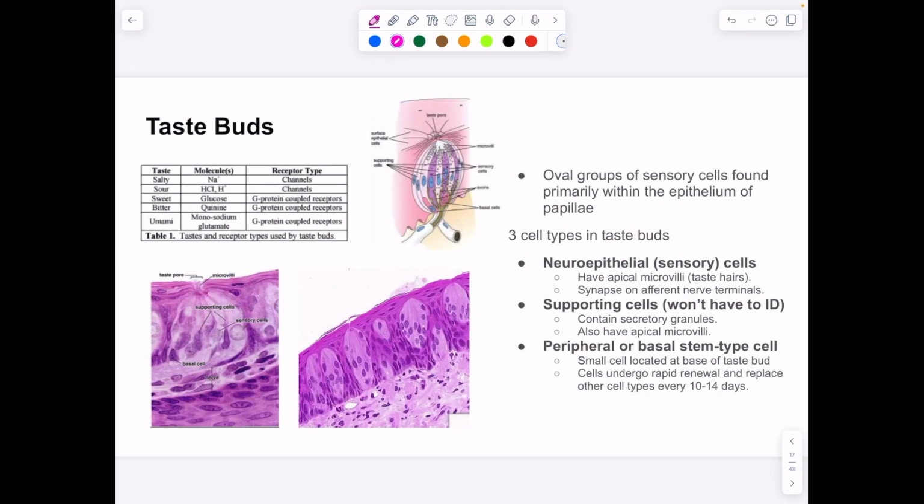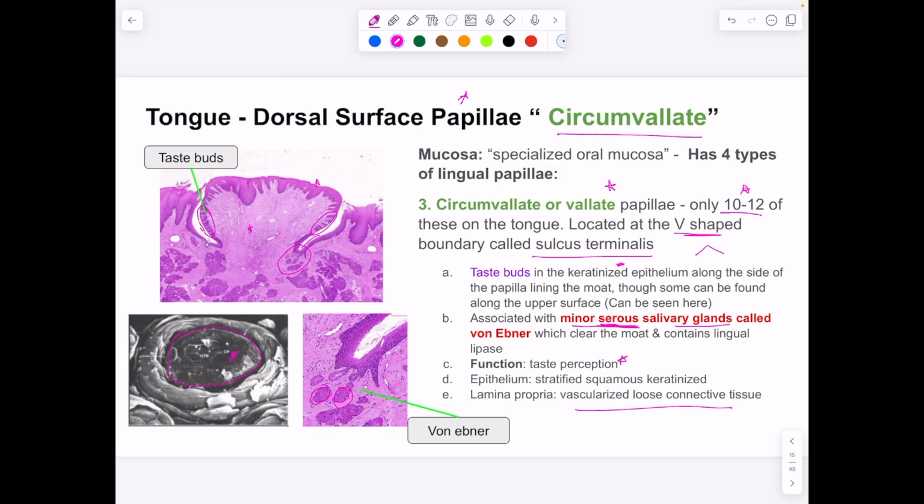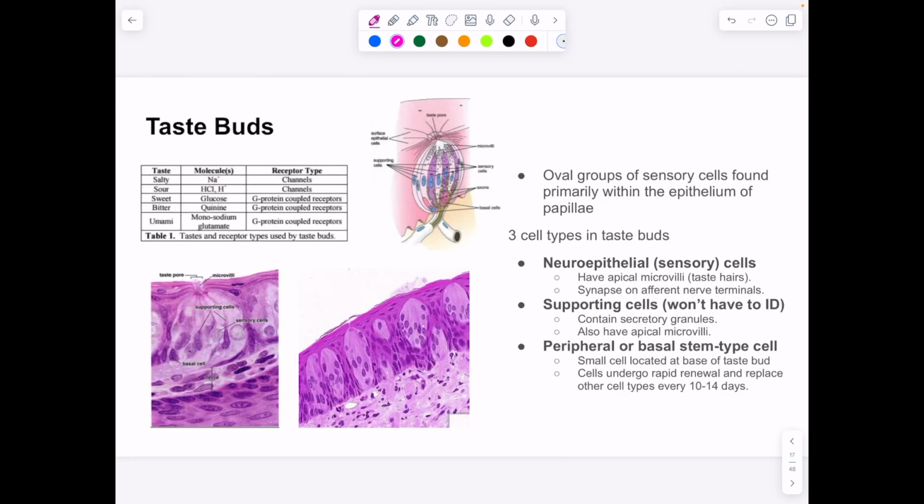Okay, and so just one quick thing: the von Ebner's gland works to clear the moat, and it has lingual lipase that it excretes as well. Okay, our taste buds are oval groups of sensory cells. We said that they're in all of the papillae except for filiform, and they are primarily in the, again, epithelium of the papillae. There are 3 types of cells in the taste buds, so you can see taste buds. We have our sensory cells, which have microvilli, taste hairs. They synapse on an afferent nerve, and then there are supporting cells located here as well. So supporting cells we can see here, and then sensory cells.